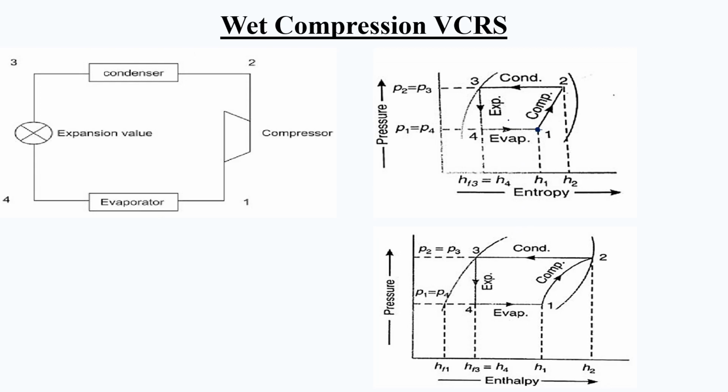Also, there will be two types of wet compression. One is where the vapor after compression in our compressor will also be a wet vapor, and the second is where the vapor after compression becomes a saturated vapor. This will be specified in the question. If it is a saturated vapor, it will be specified in the question. If it is not, we have to find the enthalpies of points 1 and 2 using the concept of dryness fraction.